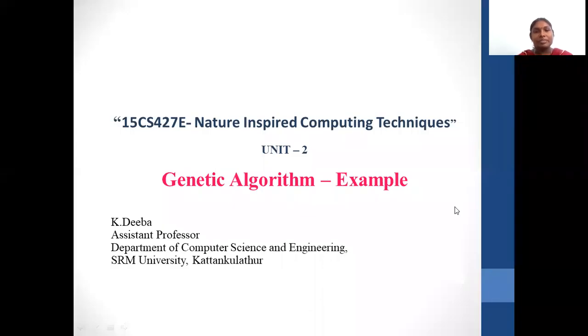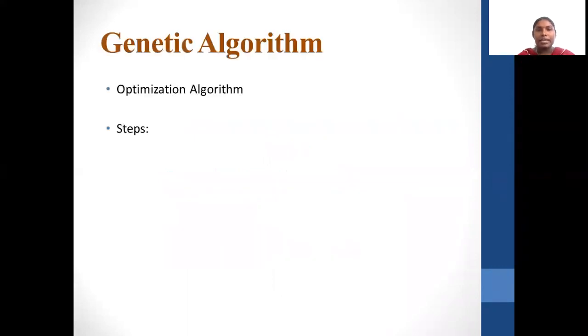Hello dear. In this video, we're going to see an example for genetic algorithm. So genetic algorithm is an optimization algorithm that is based on the evolutionary algorithm. The steps involved in genetic algorithm: the first step is to select the encoding type.